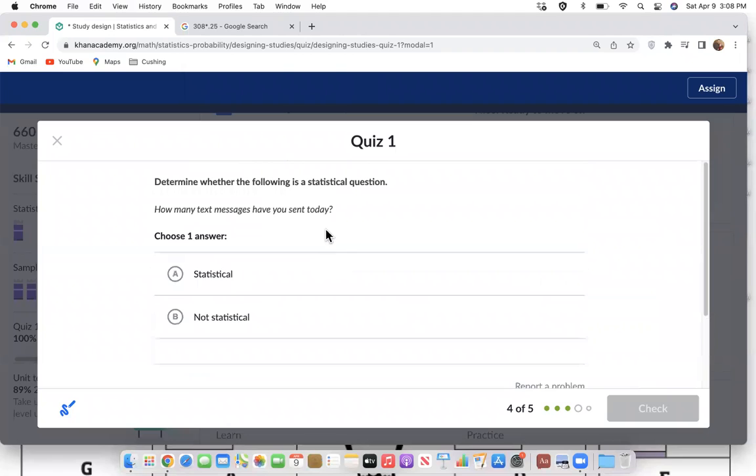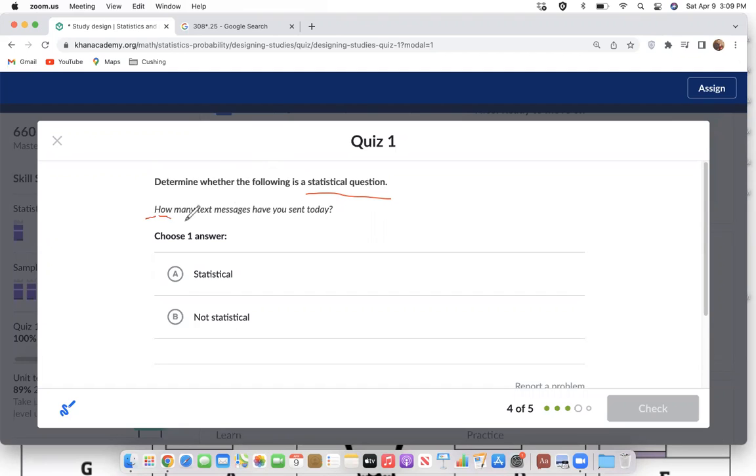Okay. All right, so these are some of the questions that can be tricky because you have to understand what the Khan Academy site is asking. It comes down to the way they've taught this in the video. So let's read the question and talk about their definition of what a statistical question is. It says, determine whether the following is a statistical question. How many text messages have you sent today?